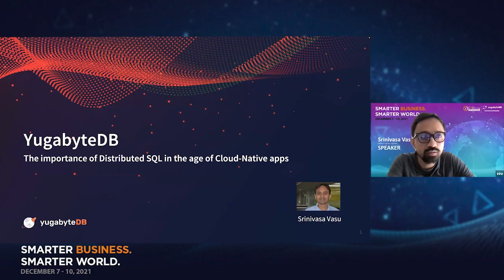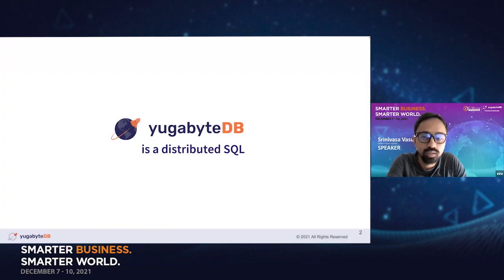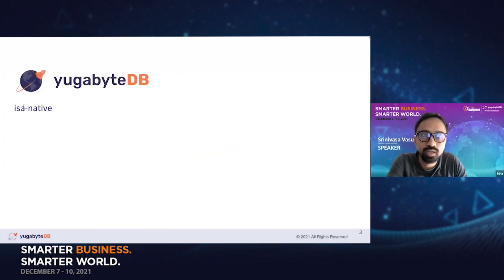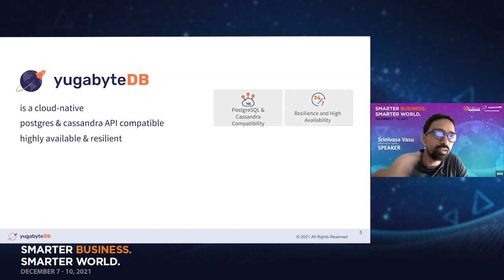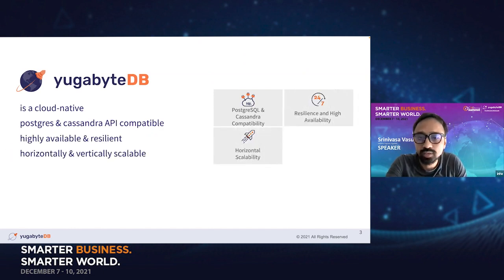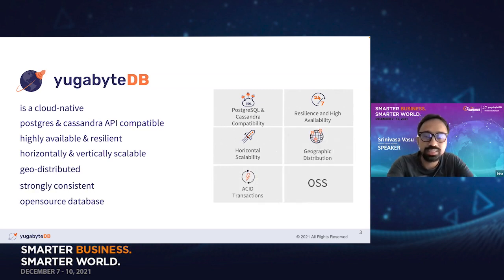What is Yugabyte? YugabyteDB is a distributed SQL database, which is essentially cloud native, with all the cloud native characteristics: it's highly available and resilient, horizontally and vertically scalable, geo-distributed, a strongly consistent, open source database. So we have a lot of cloud native characteristics in this frame. I'll try to uncover as much as I can as we move on.